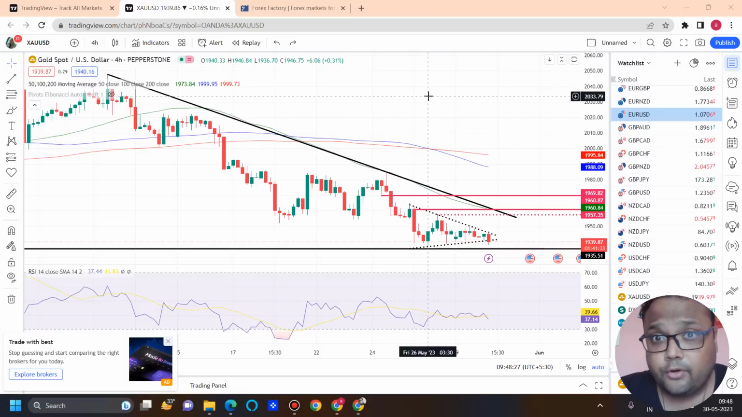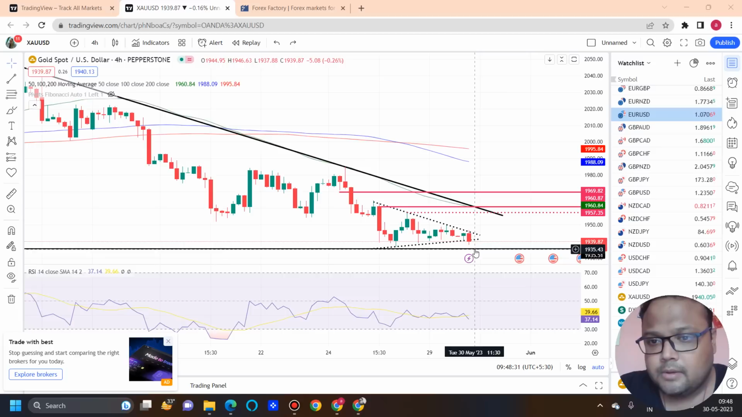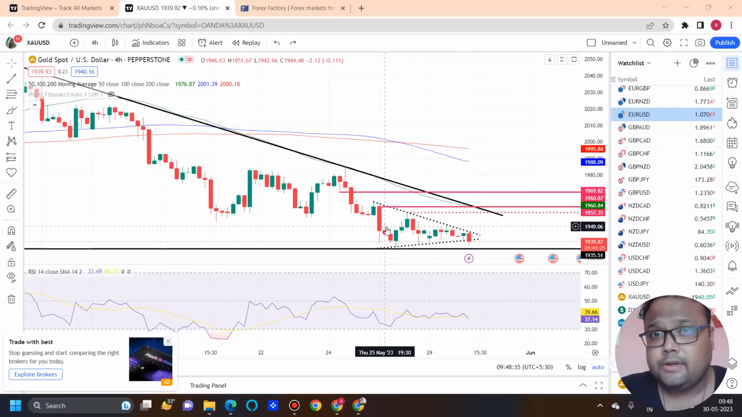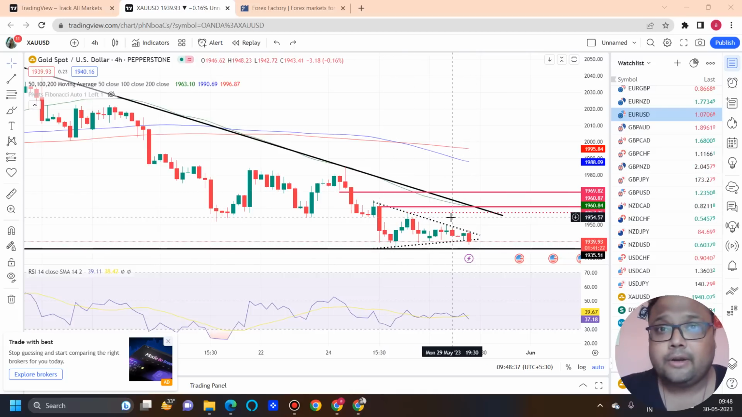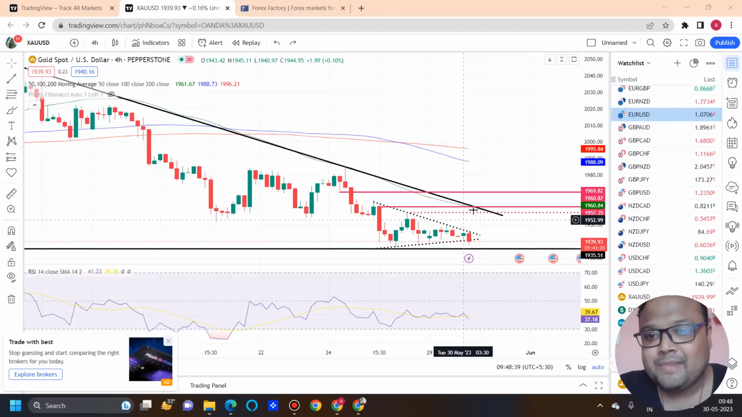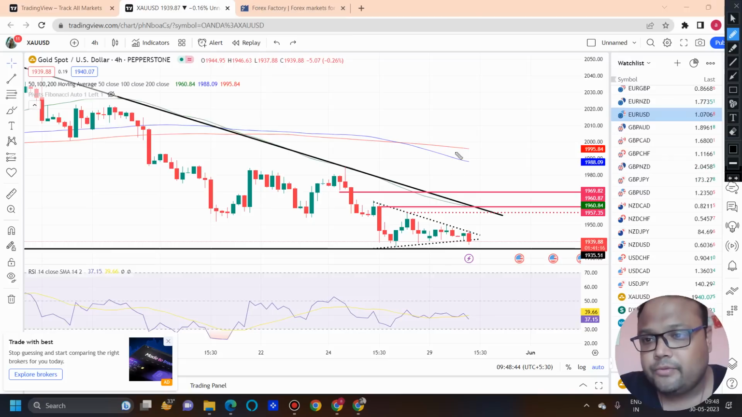As long as the volume is missing, you can look for reversal trades. For example, if the market hits the previous low of 1936-37, you can look for a buy. Already I'm on a buy. And during the day, if the market starts moving up, then you can look for some sell around 1957 to 1960.